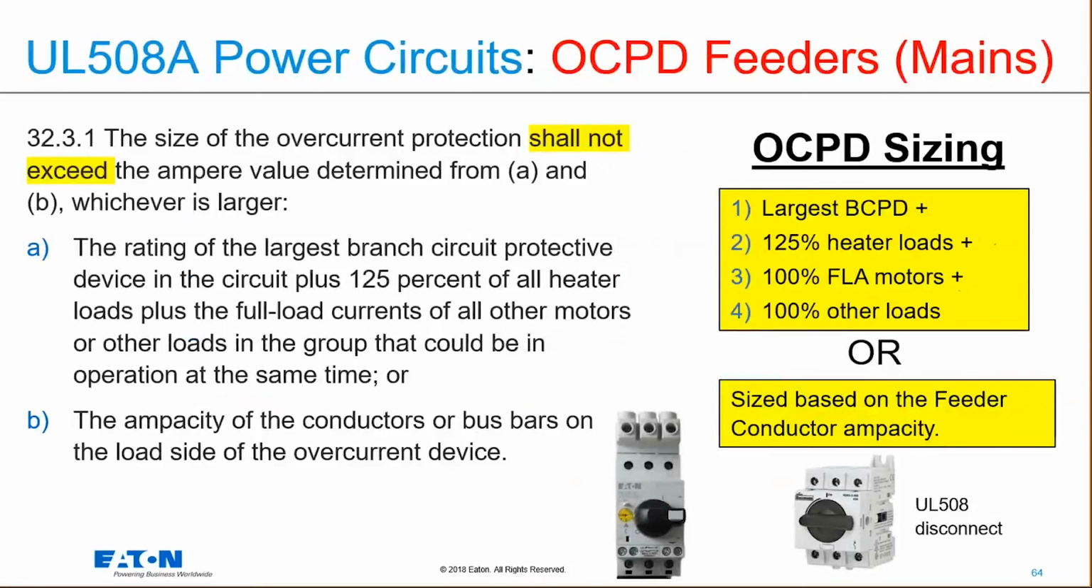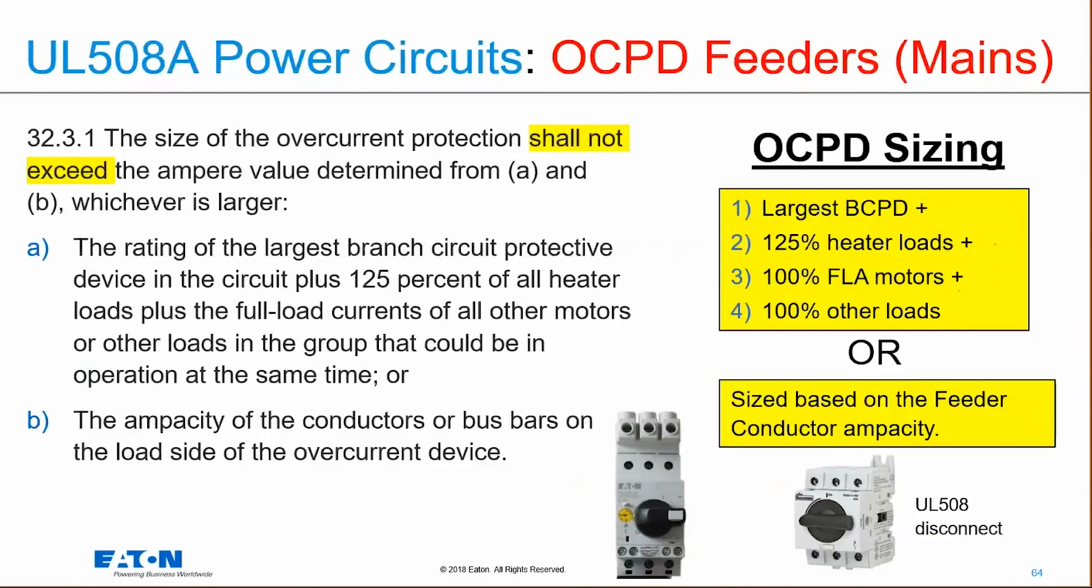So when we look at overcurrent protective device sizing under 32.3.1a, it says the rating of the largest branch circuit protective device in the circuit plus 125% of all heater loads plus the full load currents of all other motors or other loads in the group that could be in operation at the same time, or the ampacity of the conductors or bus bars on the load side of the overcurrent protective device. So these are the two things that have to be taken into consideration when you're sizing your overcurrent protective device for your feeder application.